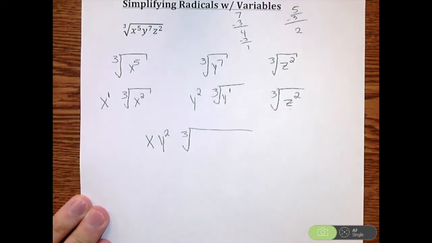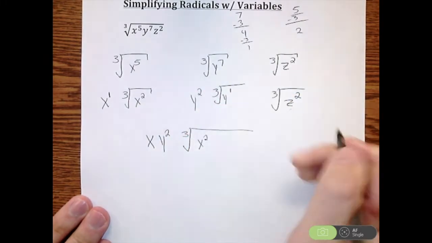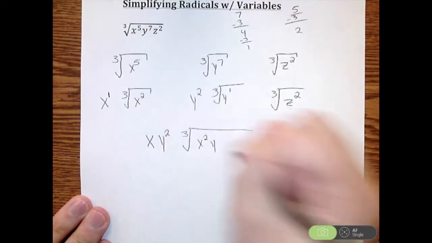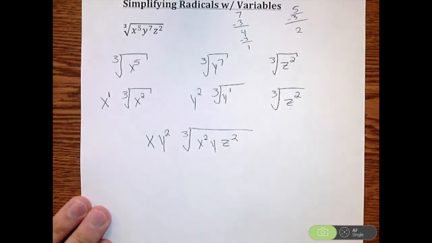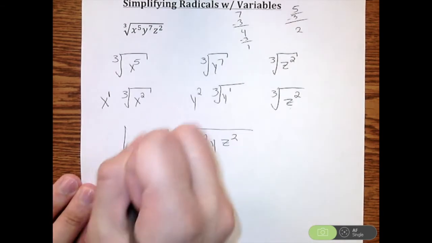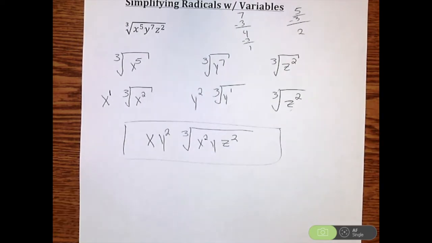So I'm going to have the cubed root. I have an x squared, a y to the first power, which I'm just going to write y, and a z squared. So that would be my answer. And that's probably the most common way most students are going to do this.